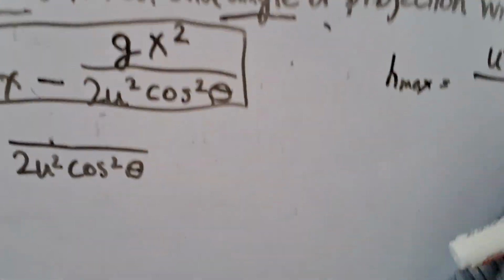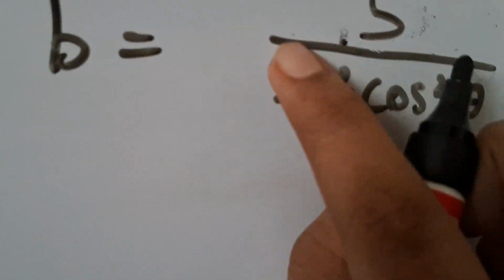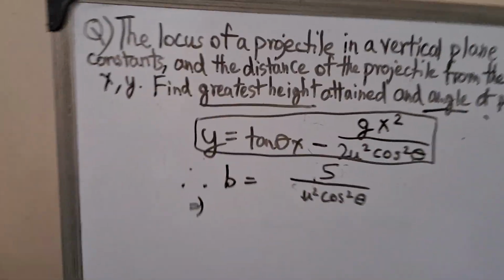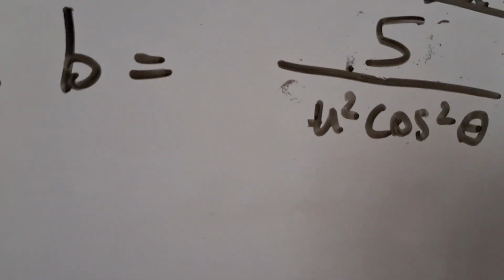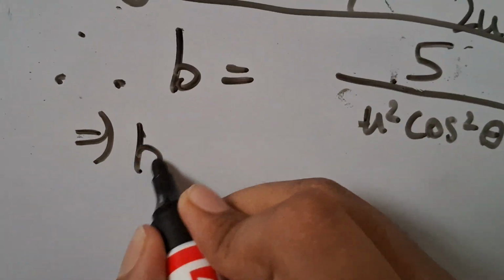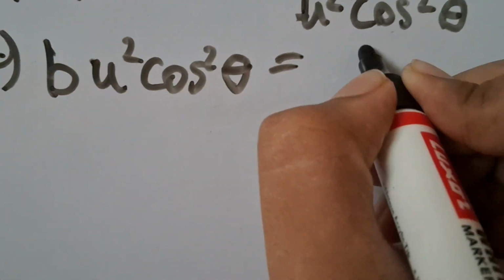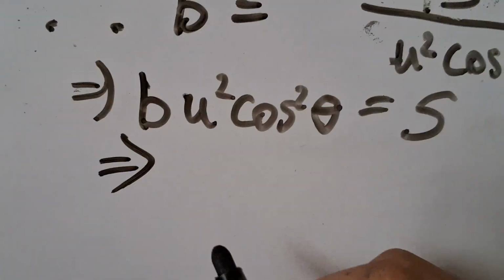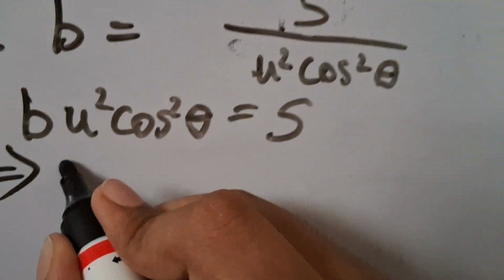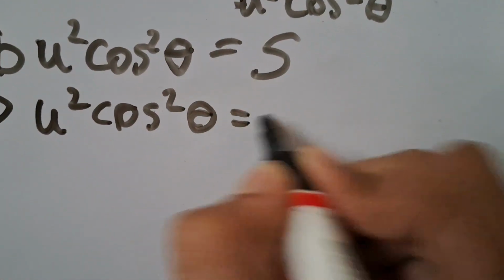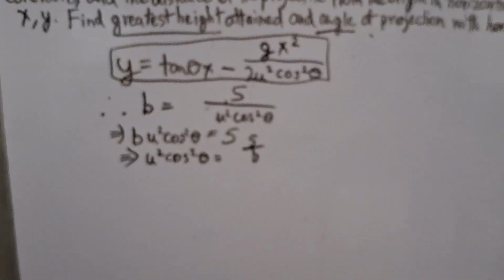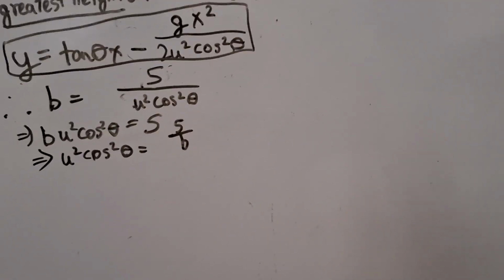You know this one, there's no point in writing it. Five, we're going to cancel the 2's and u's. So we know u square cos square theta equals 5 by b. Right? This is what you wanted. Perfect. This is the best thing that could ever happen.